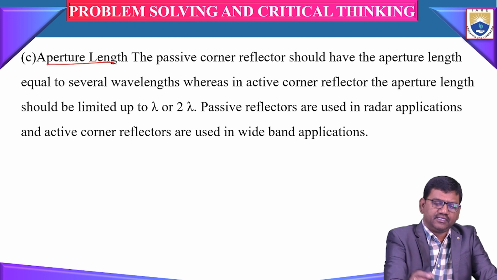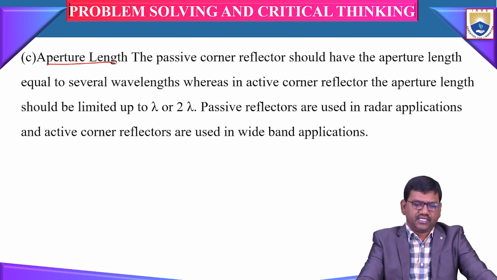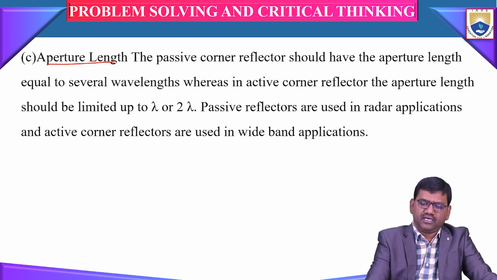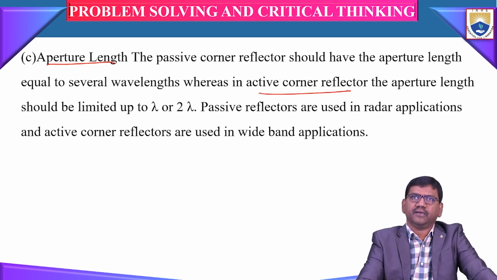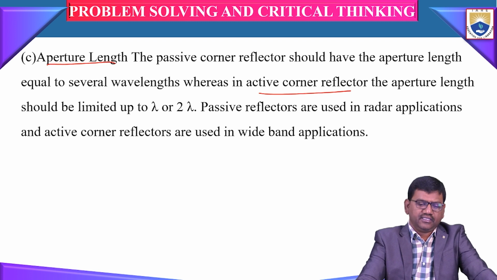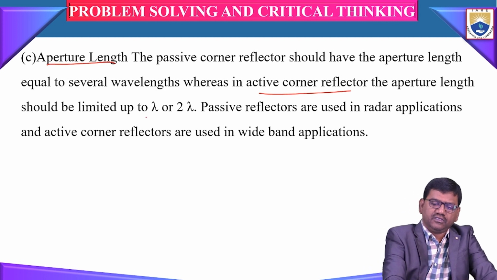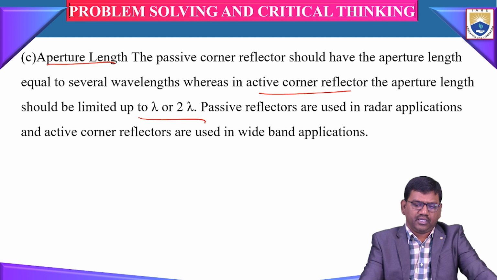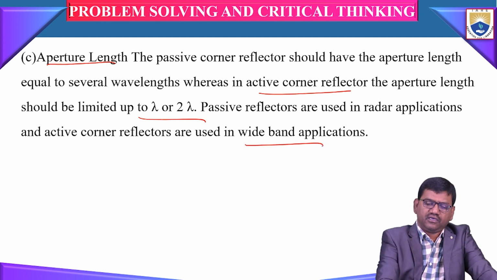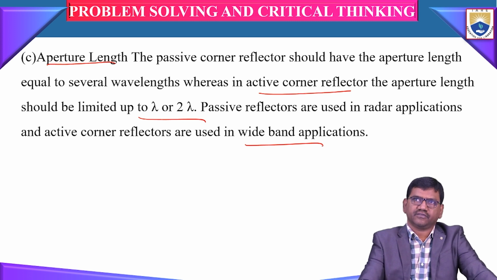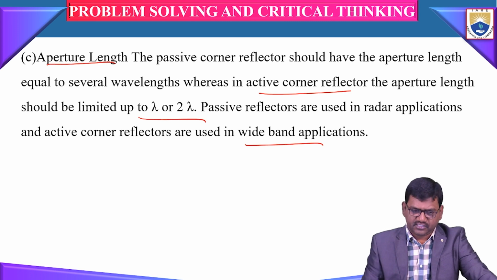Now the aperture length. The passive corner reflector should have aperture length equal to several wavelengths, whereas in an active corner reflector the aperture length must be limited to only lambda or 2 lambda. The passive reflectors are used in radar applications and active reflectors are used in wideband applications.